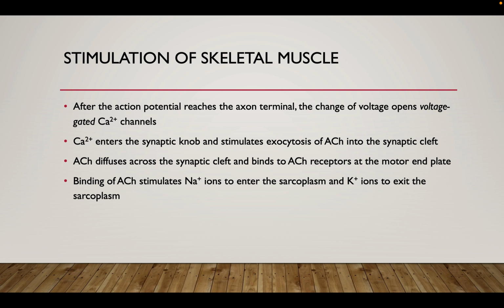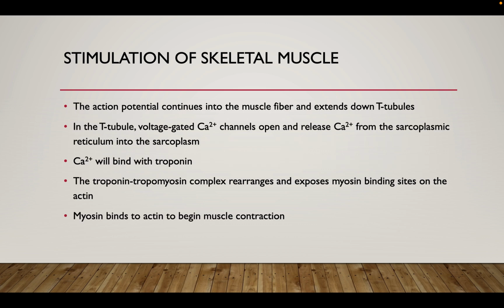Okay, so you get the continuation of the action potential that started with your neuron traveling down the axon of the neuron, and now it is within our sarcoplasm, which is the cytoplasm of our muscle cells. Now that we are at our muscle cell, muscle fiber, we've transmitted the action potential to the muscle fiber. We're now going to continue this action potential down the muscle.